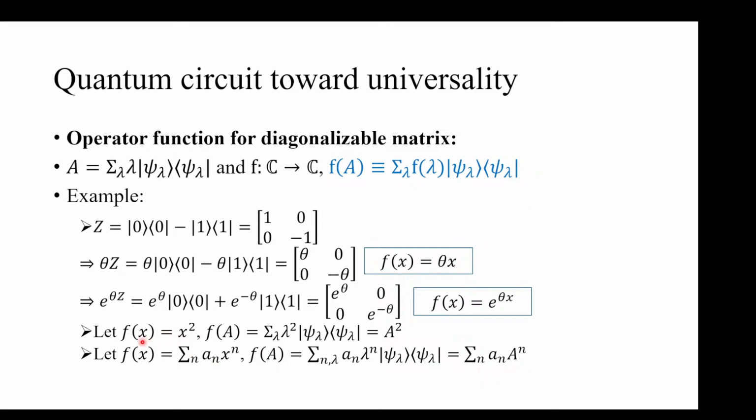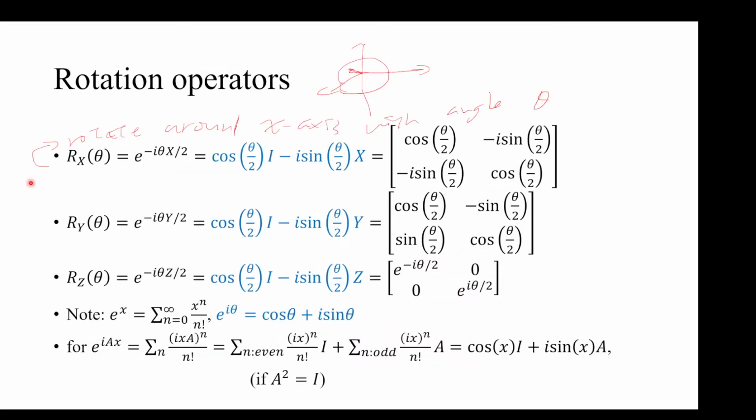So for example, if your f of x equals x squared, then you can check that this definition gives you that f of A is actually just the matrix A squared, just A multiplied by itself. And more generally, if your f of x is some polynomial, then f of A is the polynomial of your matrix A. Okay, but this might be overkill. What we really want is to define those three operators. So we want to define this R sub x theta operator, R sub y theta operator, and R sub z theta operator.